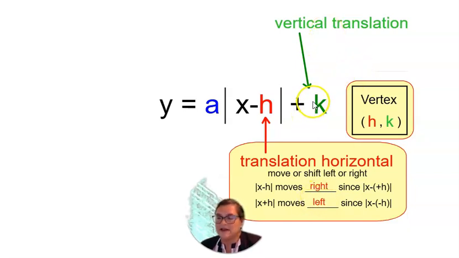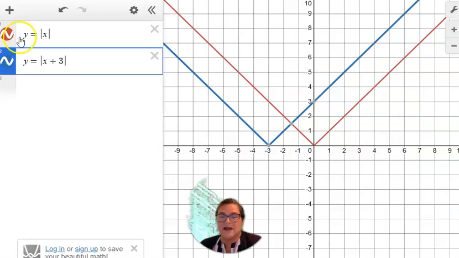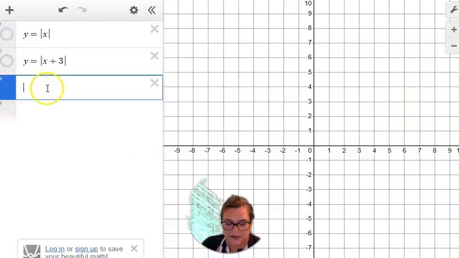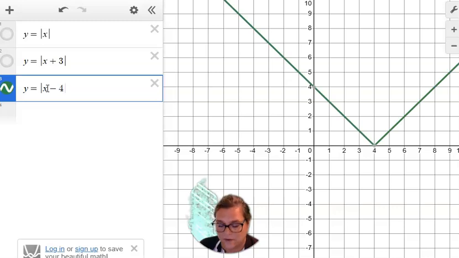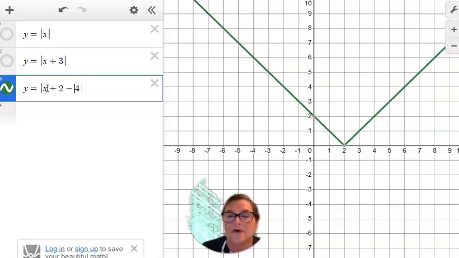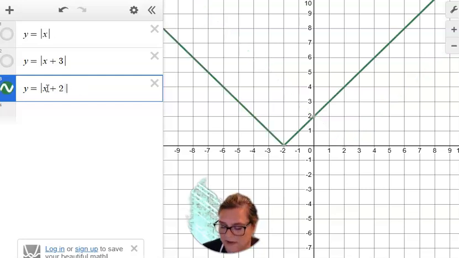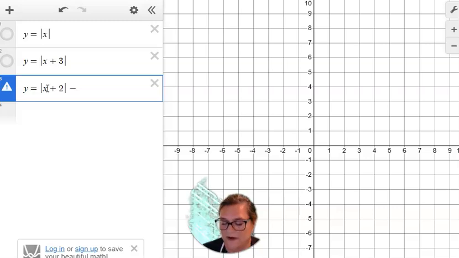Since the vertical translation, the k, moves up and down, that k turns out to be the y-coordinate of our vertex. The horizontal translation affects the x-coordinate of our vertex. So the vertex will always be located at h, comma, k. So let's take a look again at Desmos and put in a new function. Y is equal to the absolute value of x minus 4. And then inside of our absolute value, let's do a plus 2. Okay, so I want to take that 4 and move it to the outside. There we go. Minus 4.